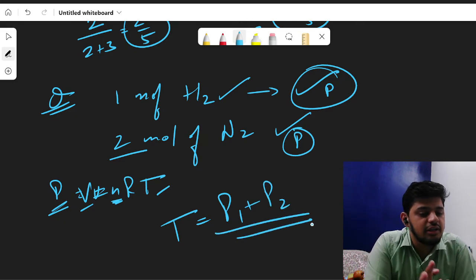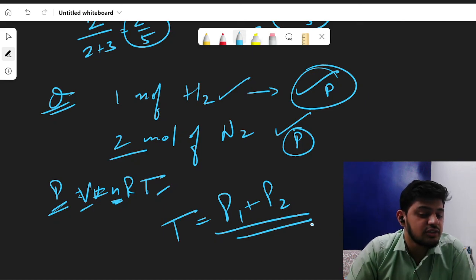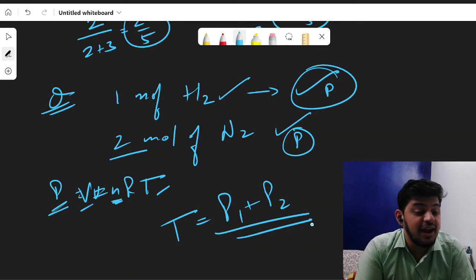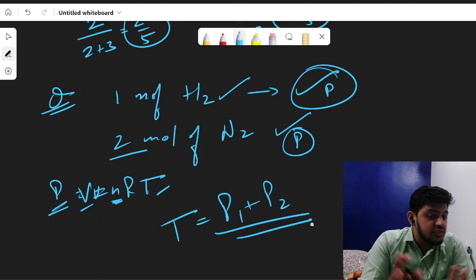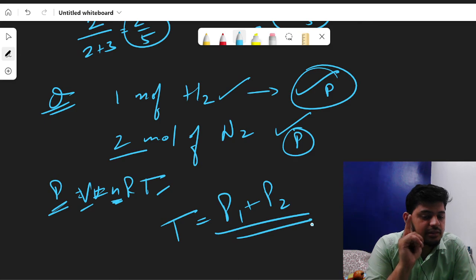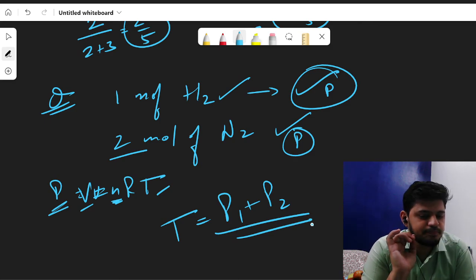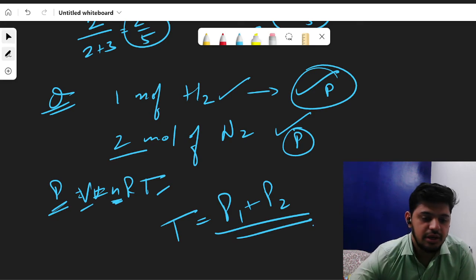This is called Dalton's law of partial pressure, for those gases which are not reacting with each other, because hydrogen and nitrogen never react with each other. For these types of gases, the total pressure will be equal to the addition of both pressures. That's it.